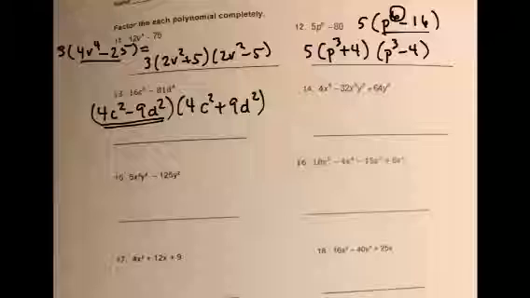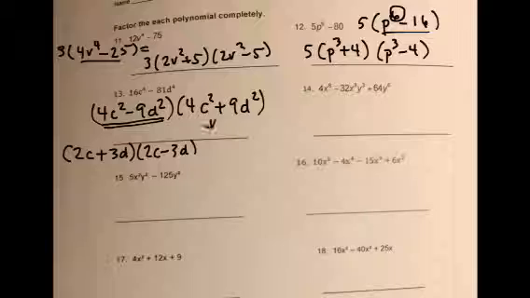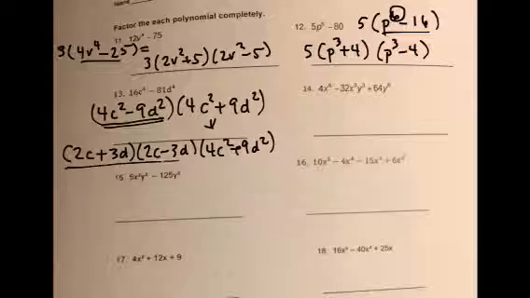some more. So that would be 2c plus 3d times 2c minus 3d, and then I'm just going to bring down this factor right here, 4c squared plus 9d squared. So this is a complete factorization of number 13.